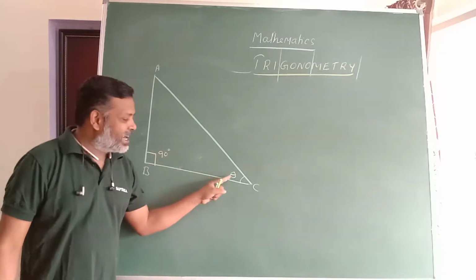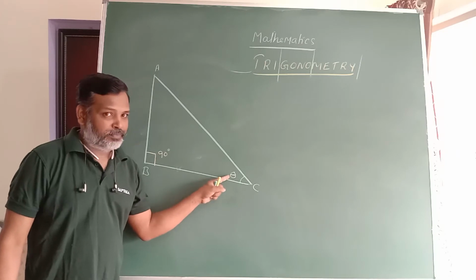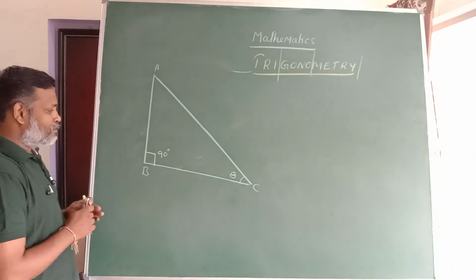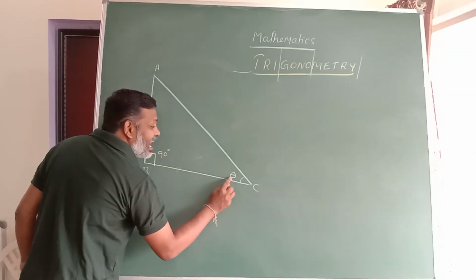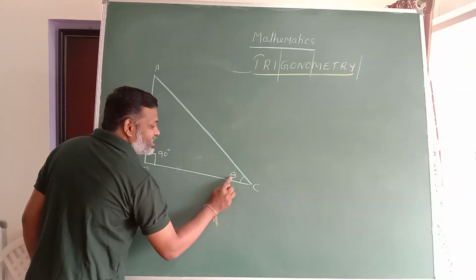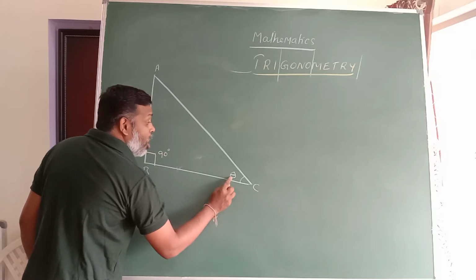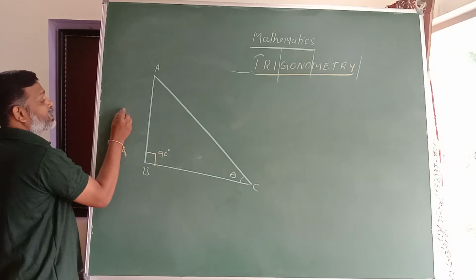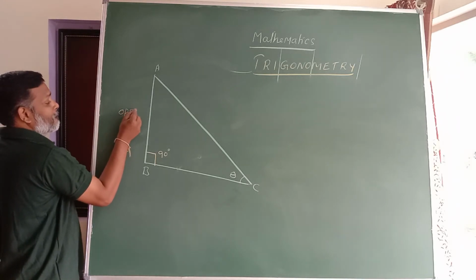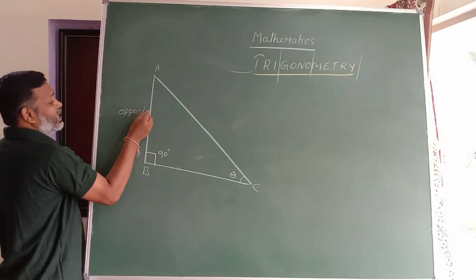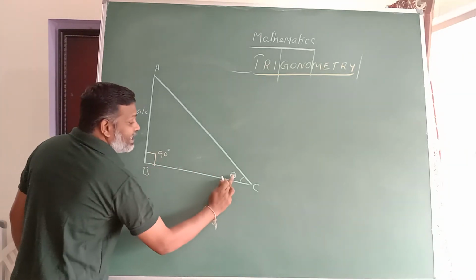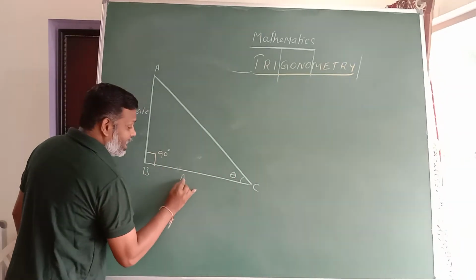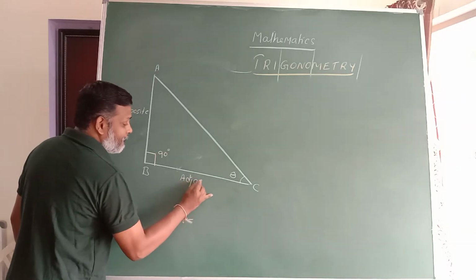Where theta indicates an acute angle, and 90 degrees is a right angle. Now observe here. If I consider theta here, theta means acute angle. The side opposite to theta is AB. This side is called the opposite side. The side which is adjacent to the acute angle, that is BC, we call the adjacent side.